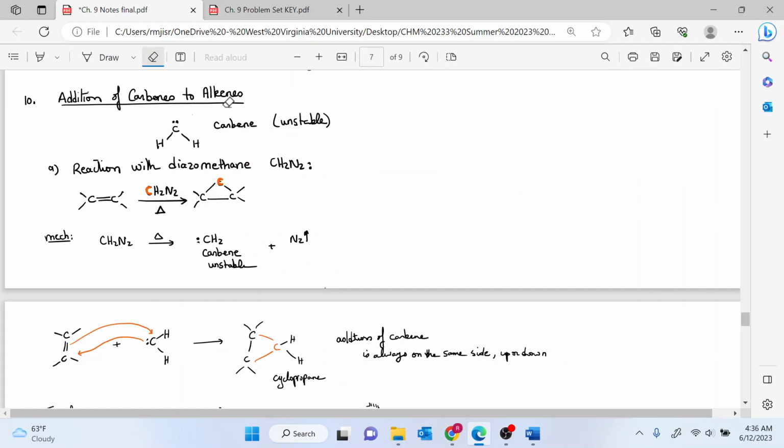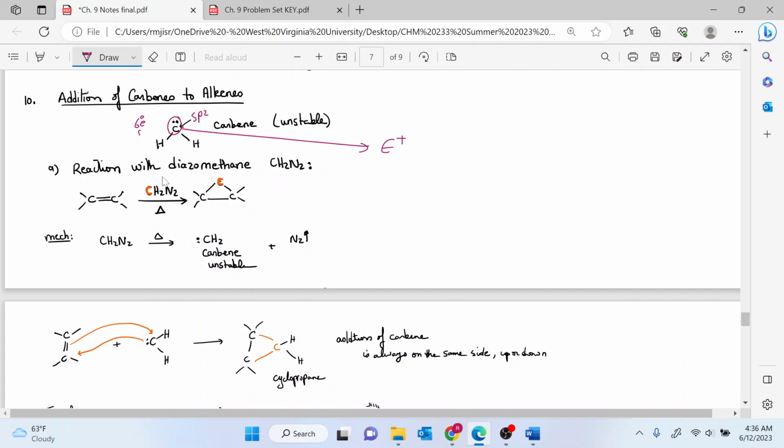Another reaction that the alkene undergoes is the addition of carbenes. Carbenes are unstable intermediates, and the hybridization of the carbon of the carbene is sp2. So this is going to be planar. Now, carbenes have 6 electrons. So that is going to make the carbon of the carbene an electrophile. This carbon is electron deficient, so it is an electrophile. This is why it's very reactive whenever it's going to react with an alkene.